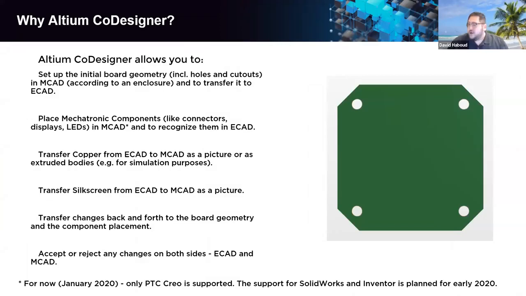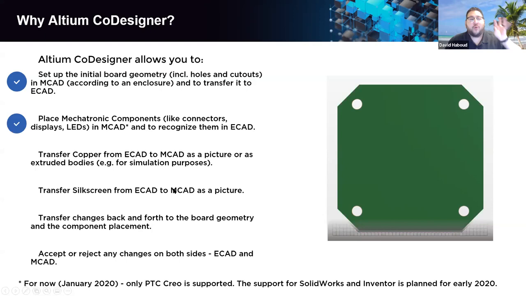So let's go a little bit deeper into what Altium CoDesigner can help you accomplish. It's going to help you set up the initial board geometry. When we talk about the board geometry, we're talking about the entire board outline. We're talking about holes, cutouts in the mechanical space. Good, we're getting some more questions. That's good. Board cutouts, and all of this in relation to our actual enclosure, right? And then we're going to be able to transfer all of this into Altium Designer.